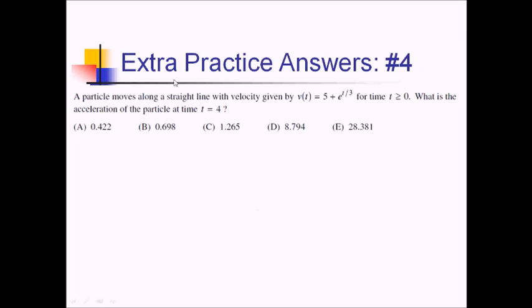On this problem, we have a particle going on a straight line with a velocity given by this v of t function. We want to know the acceleration of the particle at time 4. Well, if you already have the velocity function, the acceleration is just the derivative of that at time 4. So on our calculator, we're going to be doing v prime of 4.